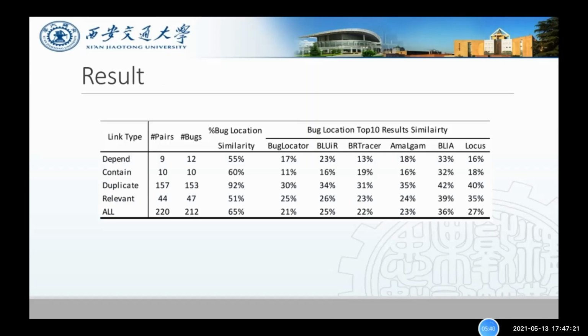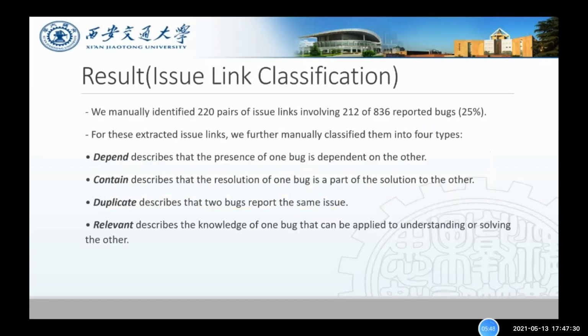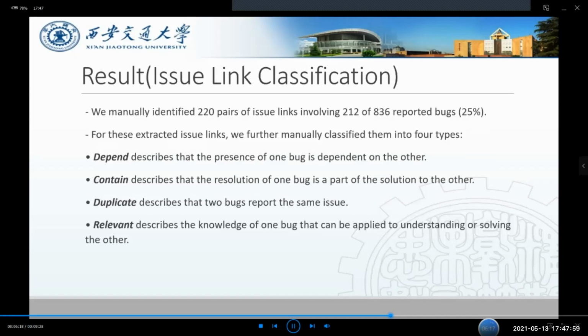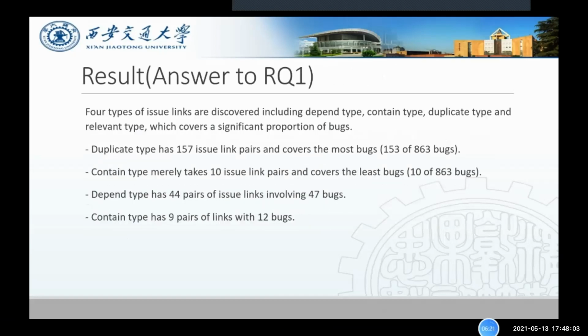And this table is our preliminary study of the results of issue links. For the issue link classification, we manually identified 220 pairs of issue links involving 212 of 836 reported bugs. And for these extracted issue links, we further manually classified them into four types: depend type, content type, duplicate type, and relevant type. And for question 1, we find four types of issue links, including depend type, content type, duplicate type, and relevant type, which cover a significant proportion of bugs.